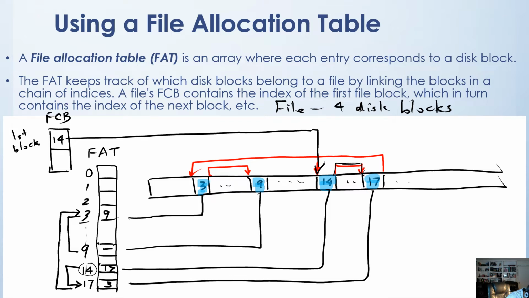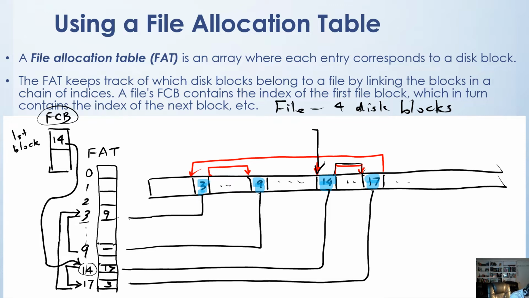Now, for the file related to this file control block, instead of pointing 14 directly to the actual disk blocks, you point this to the index 14 in the FAT table. So we're not going to use the link over here. We're not going to use the actual link between the disk blocks, but we provide a link using the FAT table. Okay, using the FAT.